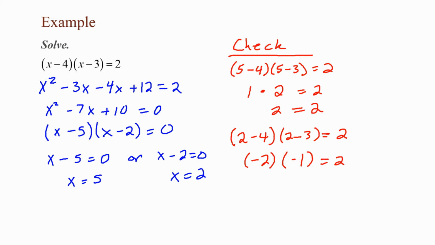Negative 2 times negative 1 is 2. 2 equals 2. Both my solutions are correct.